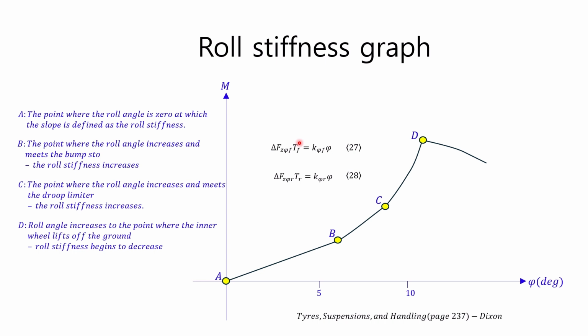From equations 27 and 28, since we know the wheel track and suspension roll stiffness for the front and rear, and have calculated the roll angle, we can calculate the front and rear load transfer amounts delta Fz phi F and delta Fz phi R, and from these, we can calculate the load transfer distribution ratio occurring at the front and rear wheels.